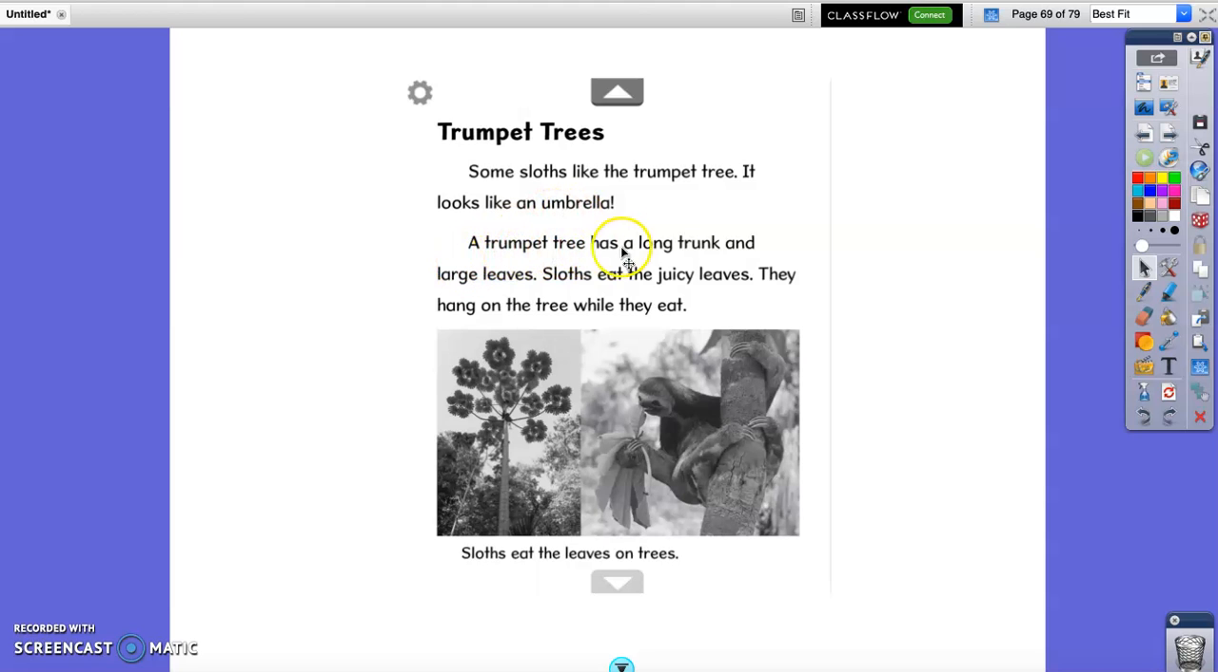A trumpet tree has a long trunk and large leaves. Sloths eat the juicy leaves. They hang on the tree while they eat. So do you see how that looks like an umbrella? That could be the umbrella, and then we push it up and then the umbrella comes out. So that is why it looks like an umbrella. And then here he is eating the leaves on the tree. And so the picture, there's a caption underneath it. Sloths eat the leaves on trees.